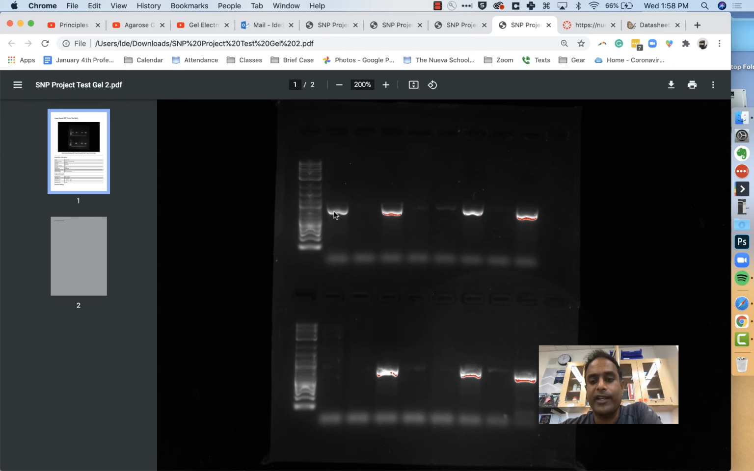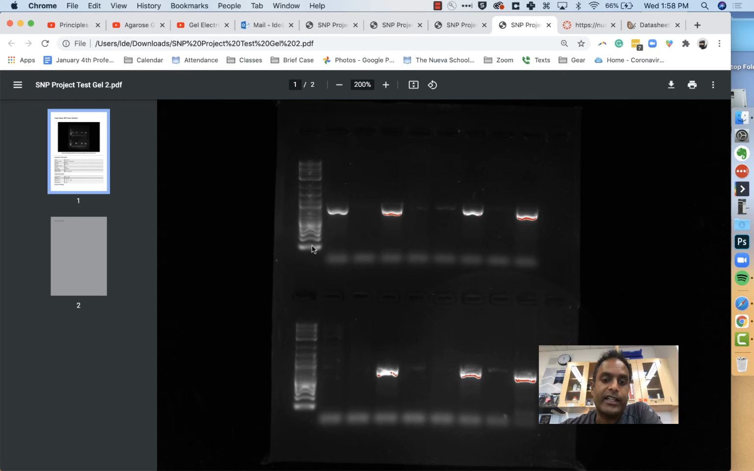Now let's talk about some things that I did wrong with this gel. Here you can see the primers are really bright. They shouldn't be this bright. As a matter of fact, you should barely see them. It should look more like this, which means I need to cut my primer concentration, and I would probably cut it by a factor of 10.